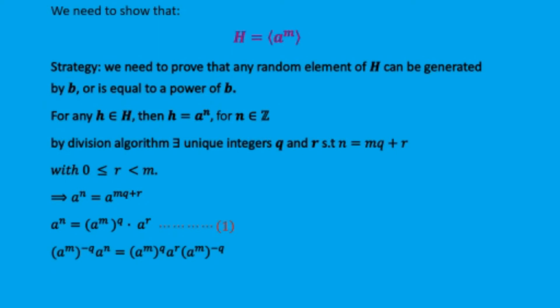Then, since H is a subgroup, this means that H is also a group, and every element in the group has an inverse. So we are going to look for the inverse of A to the M to the power of Q and multiply it on both sides of the equation, as we did here in this equation below, to obtain A to the M to the negative Q times A to the N is equal to A to the R.